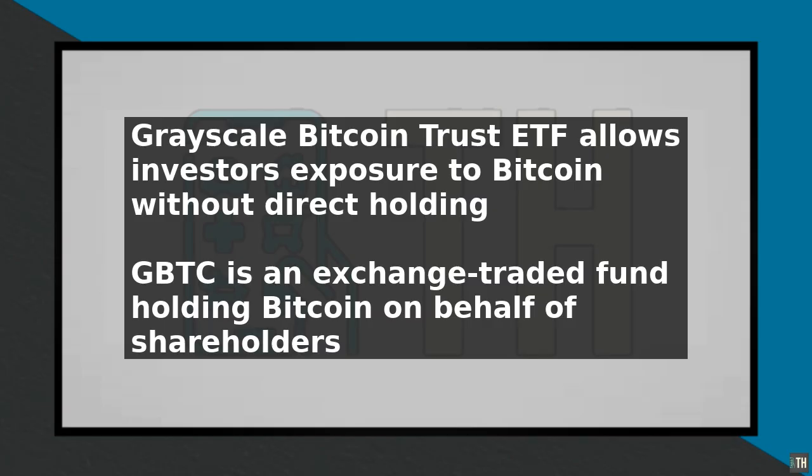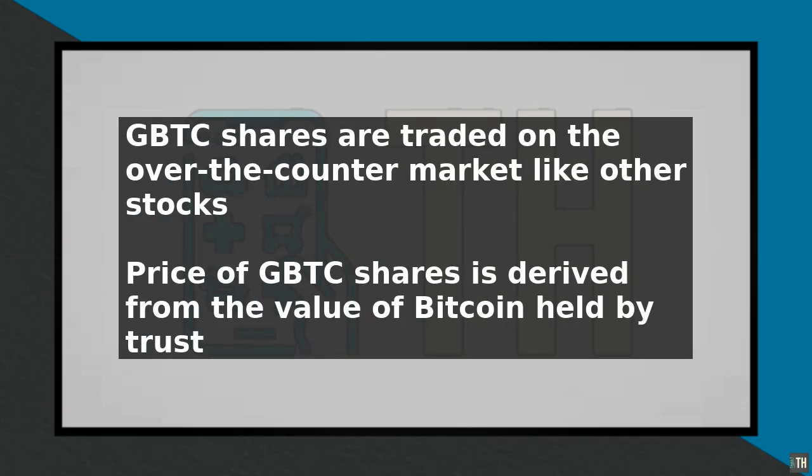This means that when you invest in GBTC, you are essentially buying a stake in the trust that holds a certain amount of Bitcoin. The trust issues shares that are traded on the over-the-counter market, allowing investors to buy and sell GBTC shares just like they would with any other stock. The price of GBTC shares is derived from the value of the Bitcoin held by the trust, which is calculated based on the current market price of Bitcoin.